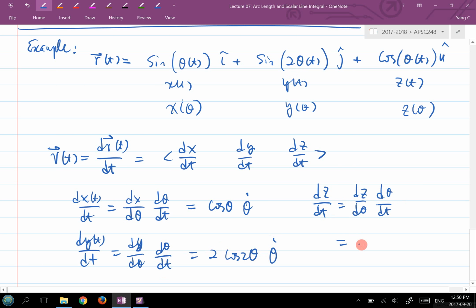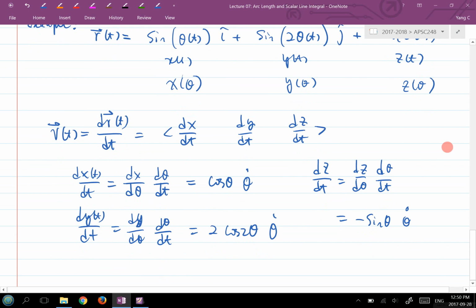So that's negative sine theta and then theta dot. That's basically you put all the three terms back over here, and that's your velocity. If the question gives the theta function, then you can actually calculate what theta dot is. Otherwise we just keep the theta dot here, as a general expression for the velocity of this roller coaster function.